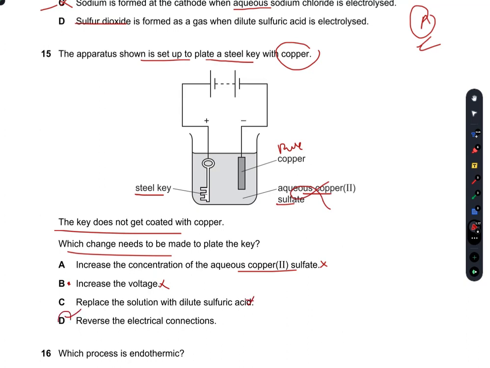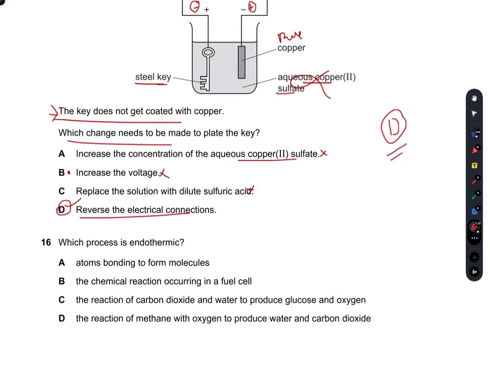We are only left with D, and this is true. As you can see here, the steel key is to be electroplated. So it should be negative cathode at which it is present, and it should be positive at which pure copper is present. The object to be electroplated is at the cathode, and the material of electroplating comes from the anode. So if we reverse the electrical connections, this will make our key coated with copper. So D is the right option.